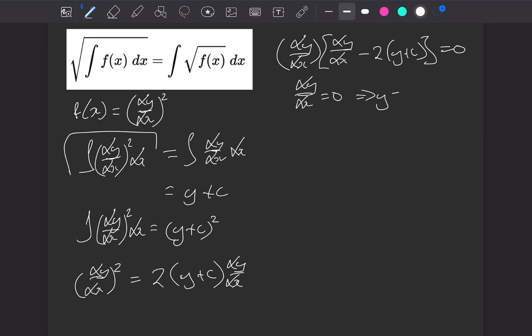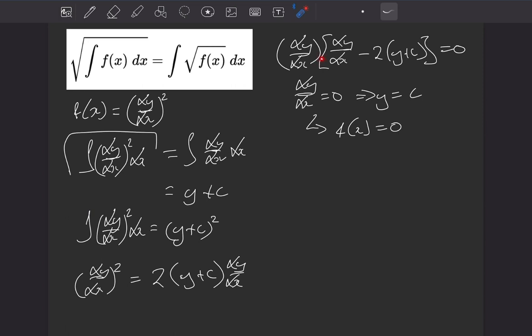So technically y is equal to c, but we don't really care about that because what we want is f of x. So we just square this and we get 0. So one of our solutions is f of x is equal to 0, which kind of makes sense. If you have the integral of 0, it doesn't really matter if you square root it, it's just going to be a constant equals a constant.